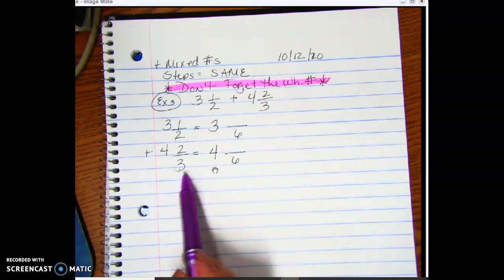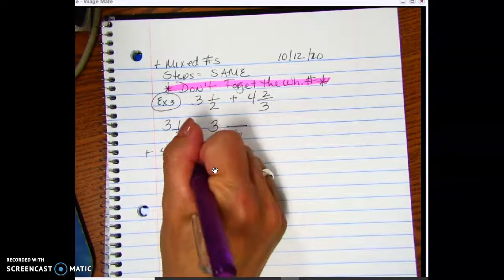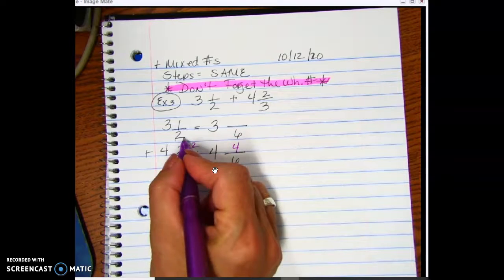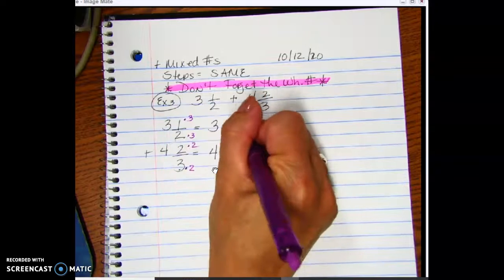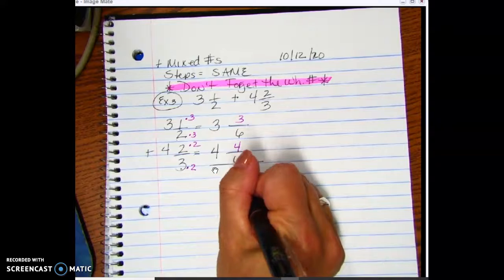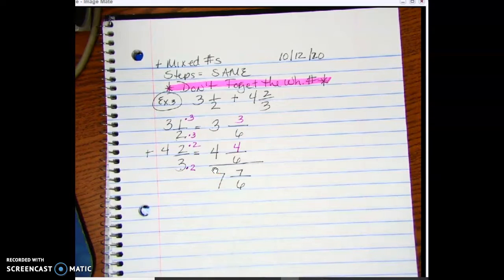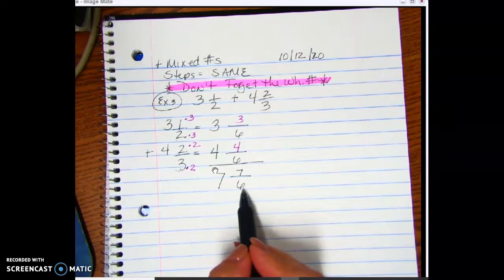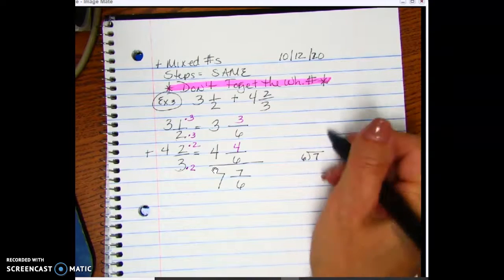But this is where I'm continuing to rename the fraction. So 3 times what equals 6? 2. Whatever I do to my denominator, I do to my numerator. 2 times what equals 6? 3. Whatever I do to my denominator, I do to my numerator. Now I perform my operation of addition. So I end up with 7, add my numerators over the least common denominator, and now I have 7 and 7/6. But guess what? Step 5 is to simplify. This is an improper fraction.